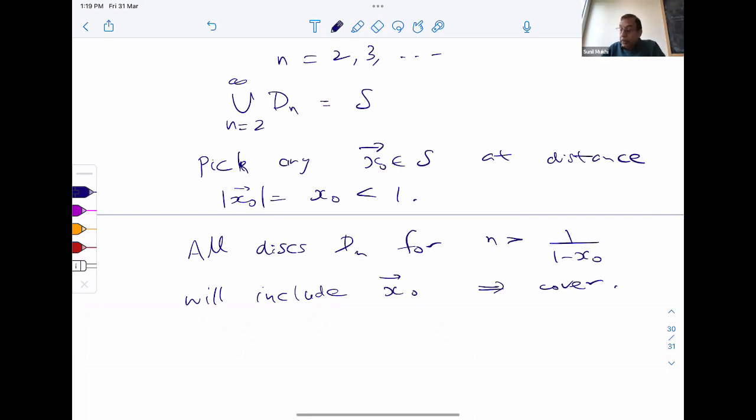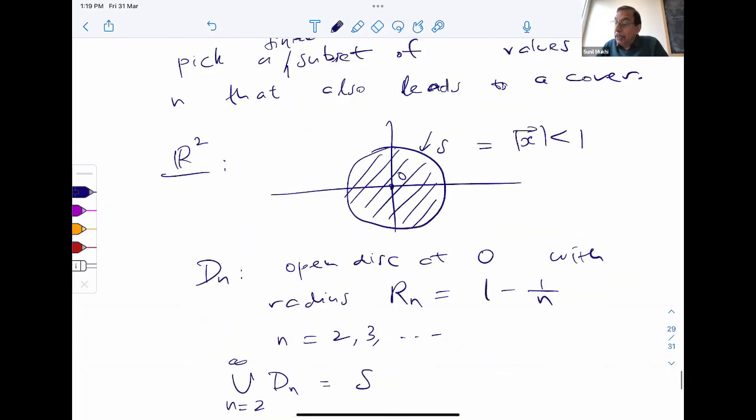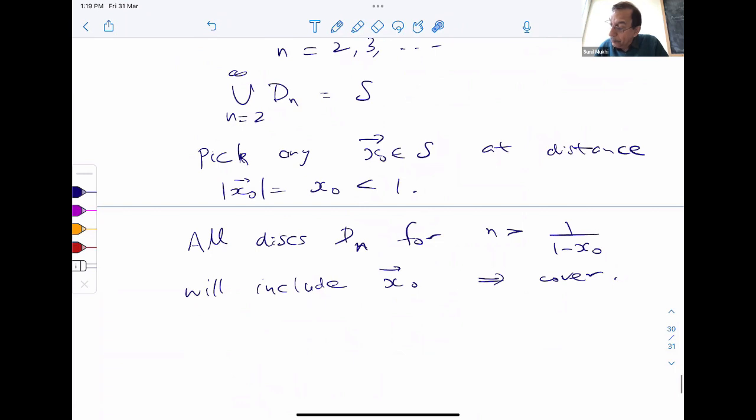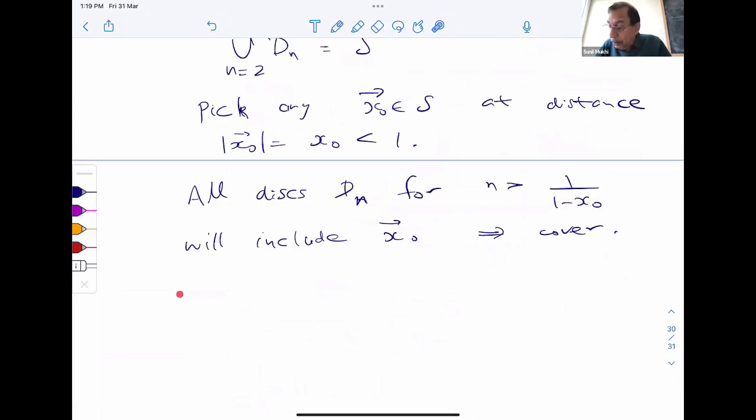And pictorially, if I picked a point inside here, say here, then of course the open disks which are bigger than that will include it, and therefore in the full union, it's included. And that's the point I was trying to make. However, there's no subcover. No finite subcover.